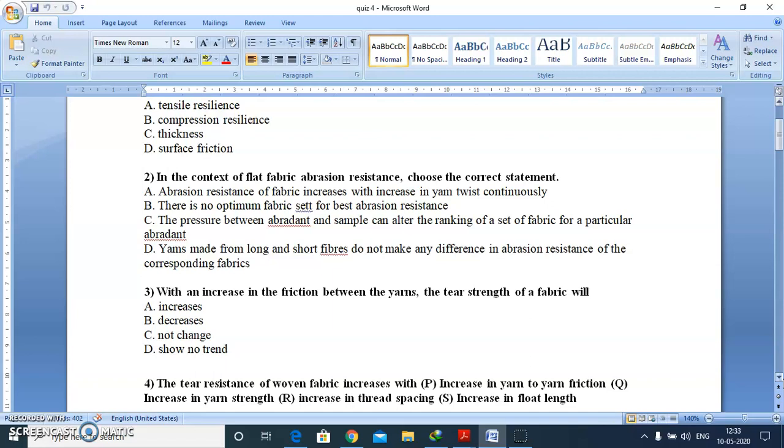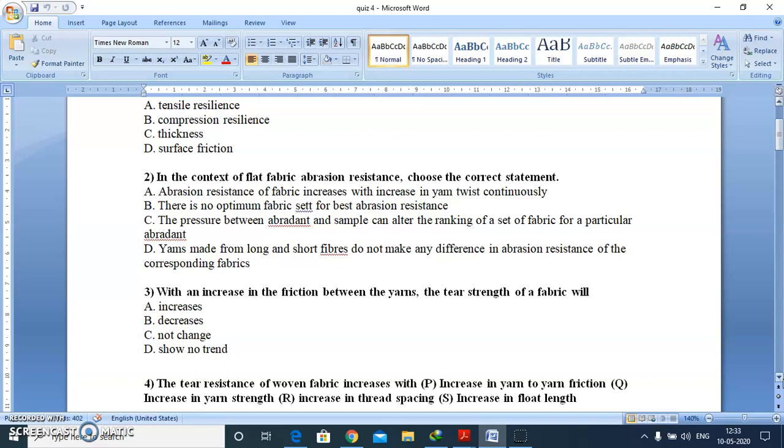And the last option D, that is yarn made from long and short fibers, do not make any difference. Yarn made from long and short fibers, they make the difference because short fibers will have more hairiness. Those yarns will have more hairiness, and the more hairy yarn will result in lower abrasion resistance as compared to the fabrics made from yarns made from longer fibers. Now the correct option is C, that is the pressure between abradant and sample can alter the ranking of a set of fabric for a particular abradant.